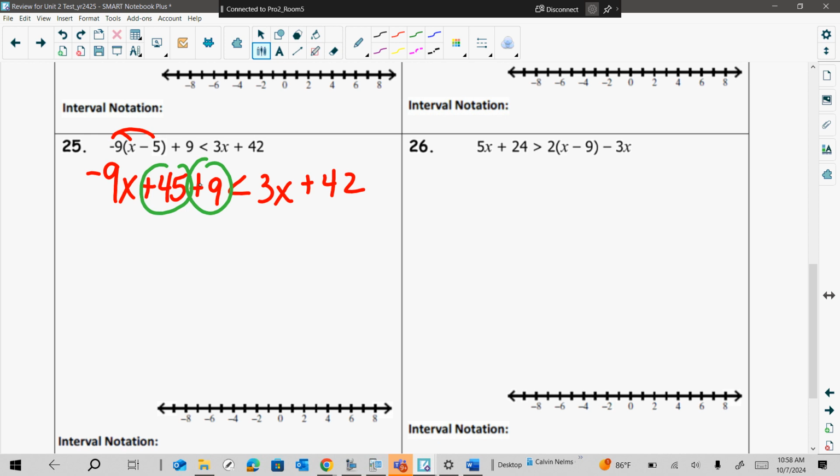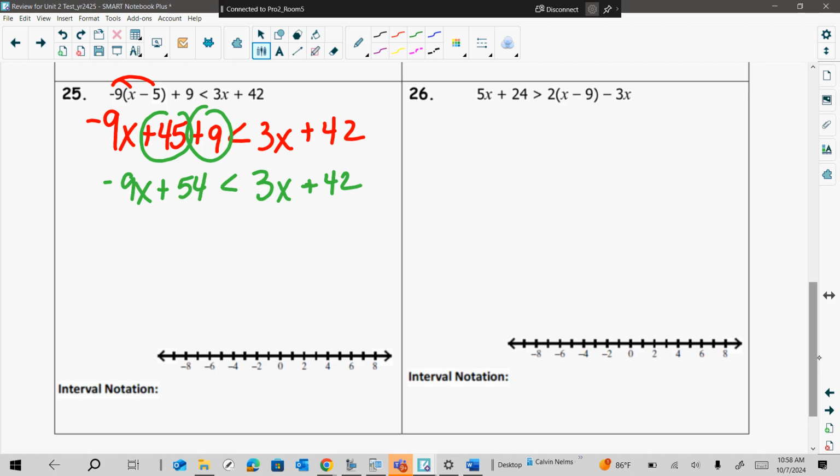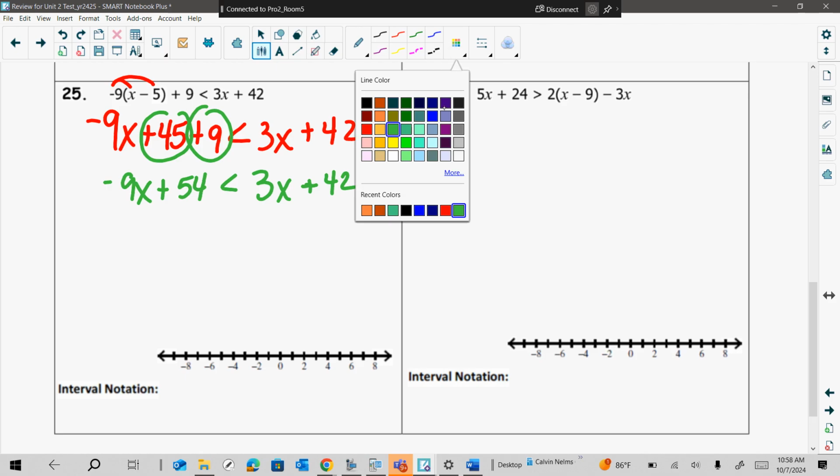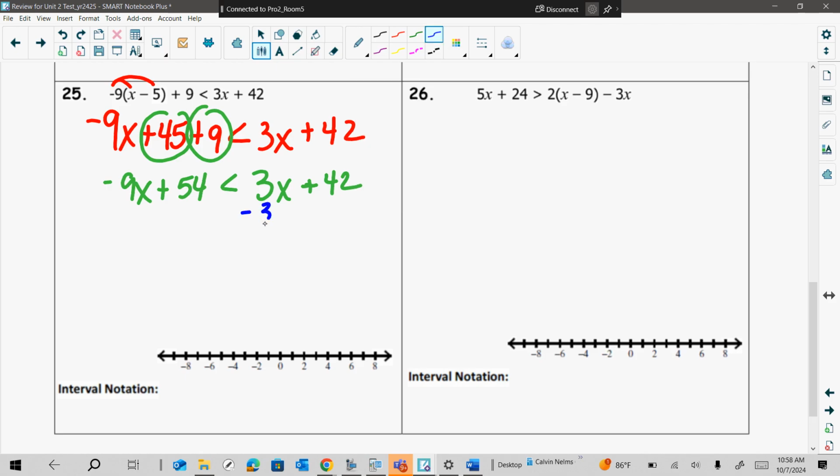You combine your 45 plus 9, so negative 9x plus 54 is less than 3x plus 42. You can do that, but I'm going to keep it on the left side so the arrow matches the graph. So instead of doing plus 9x, because that is the smallest one, what could we do? Minus 3x to get the variable on the left. We get negative 12x.